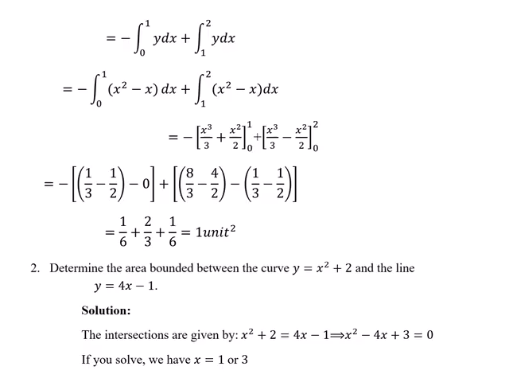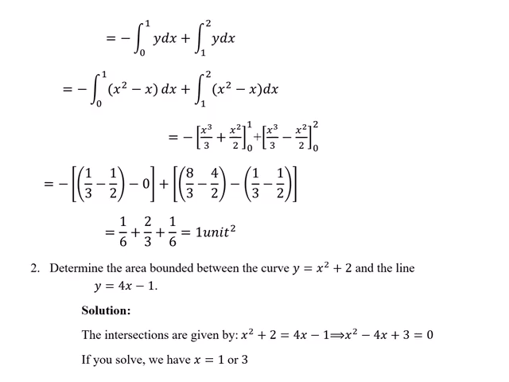Now, the next example is: determine the area bounded between the curve y equal to s square plus 2 and the line y equal to 4s minus 1. You can see we are given a curve and also a straight line, 4s minus 1. So two values of y are given here: s squared plus 2, the curve y, and the line y.